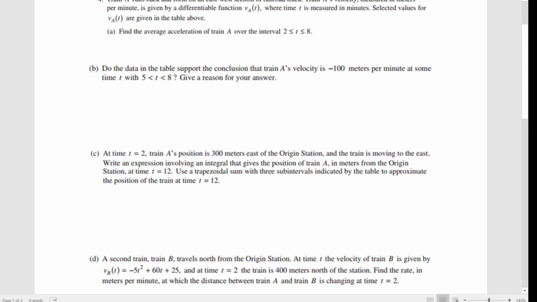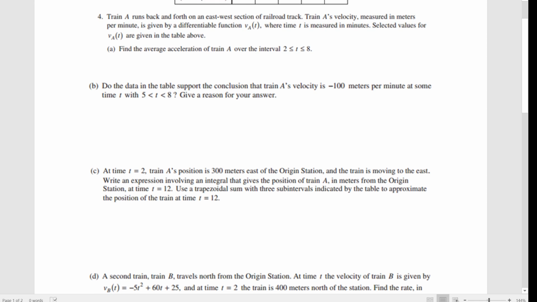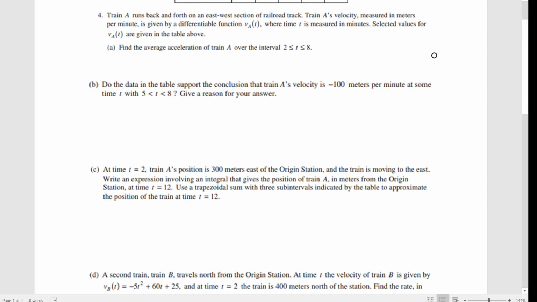I mean, for C, it's kind of easy. They say write an integral and use a trapezoid sum. But for D, they're just mentioning rates, and so you should think related rates. For B, you just need to know the intermediate value theorem lets you touch all the points in between. And A, come on, average acceleration, you're given velocity, it's just average rate of change. So as far as reading these, it's very different.